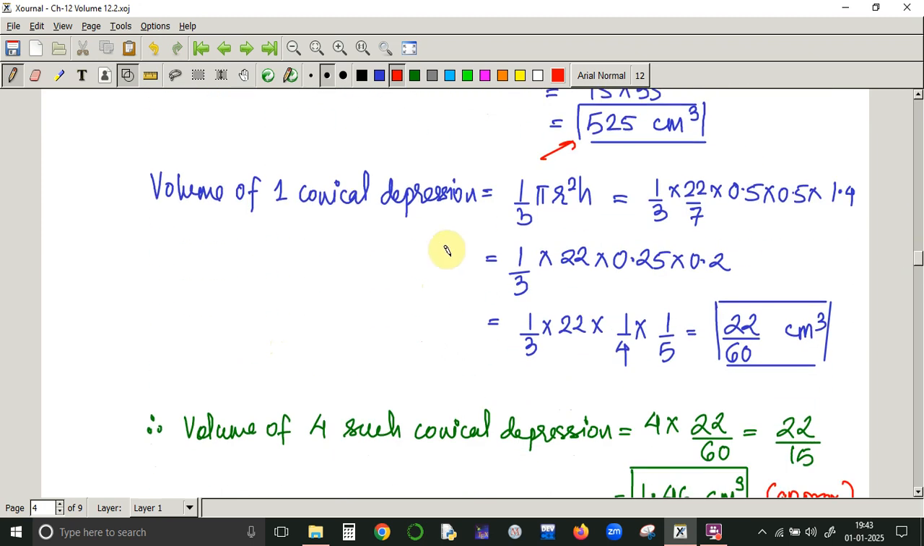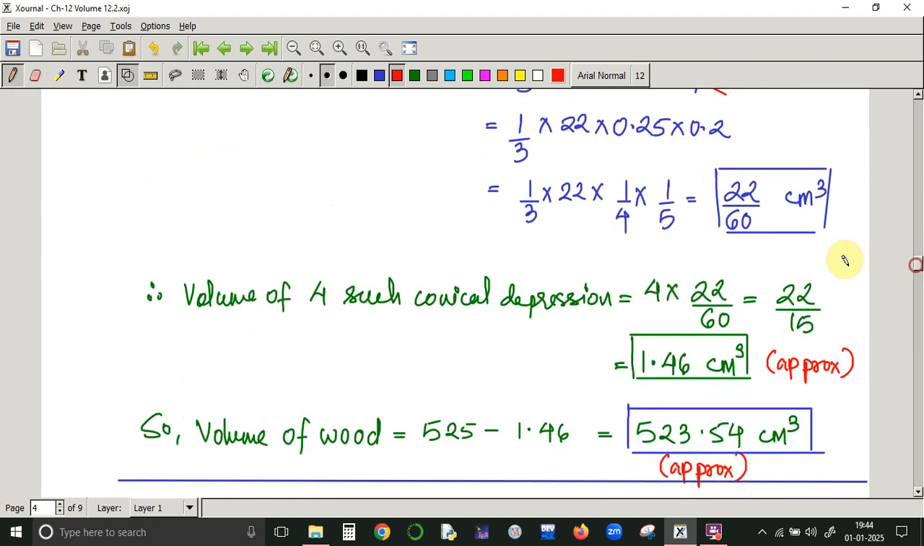The volume of one conical depression is 1 by 3 pi r square h. So 1 by 3, instead of pi it is 22 by 7, 0.5, 0.5, that's the radius, and height 1.4. 7 cancels this, then you have to multiply this and try to get this value, or you can simplify this further. So I think this will be 11 upon 30 also. This also works. This is the volume of one cone.